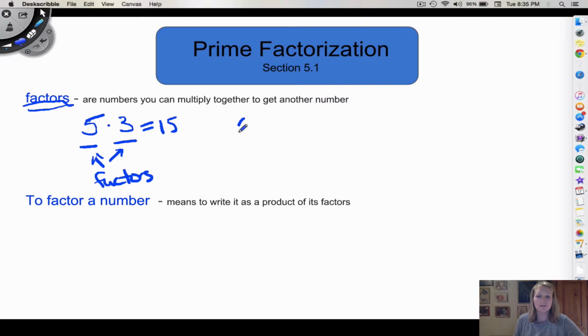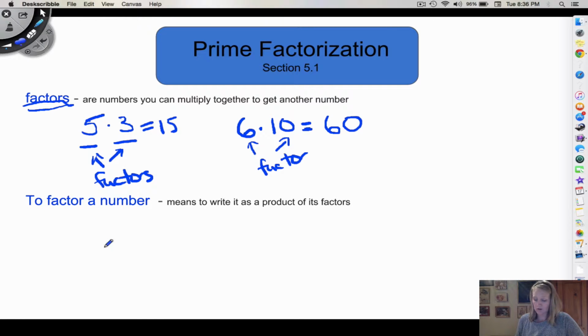Another example would be 6 times 10 would be another set of factors, and they get you to that 60 number. So this is a factor, this is a factor again, okay? So what's the difference between a factor and a prime factor is kind of what we're going to talk about.